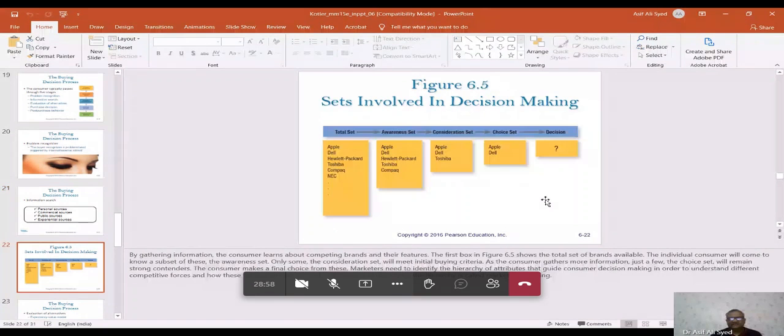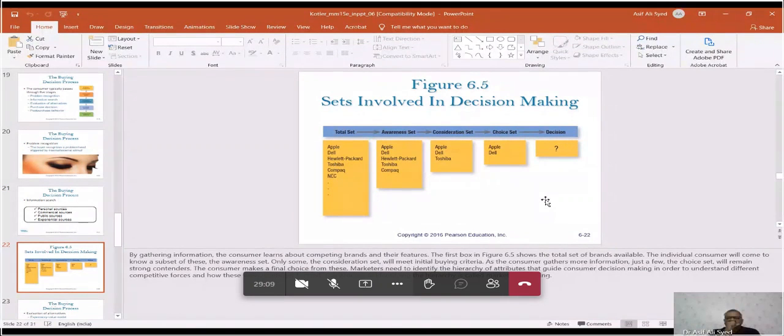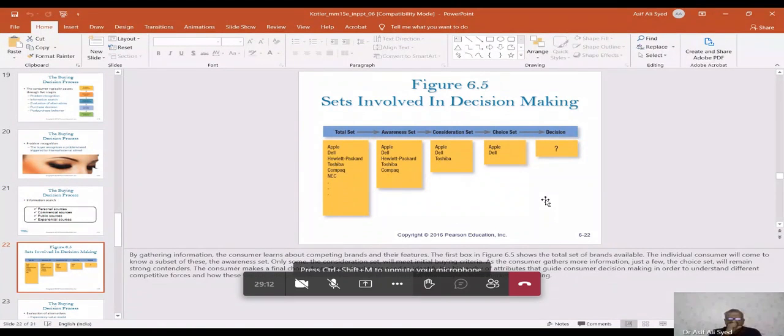Now, let us look at the total set of computers which are there in the universe or near you. It could be a MacBook, and the brand could be Apple. There could be Dell. There could be IBM. There could be Hewlett Packard. There could be Toshiba. There could be Lenovo, IBM Lenovo. There could be Compaq. There could be NEC. There could be a number of brands. So this is there in the universe, and there would be many more brands.